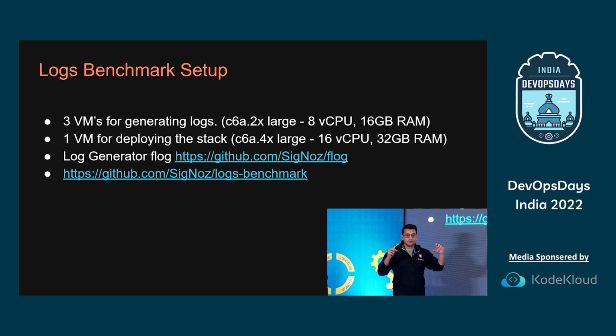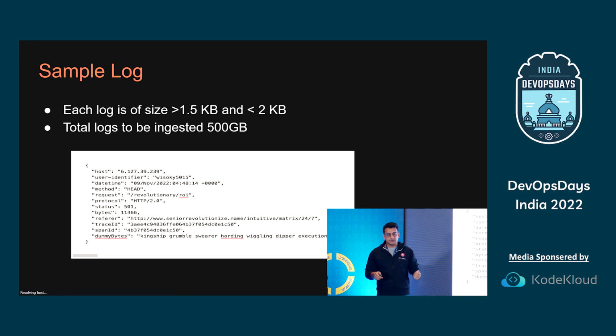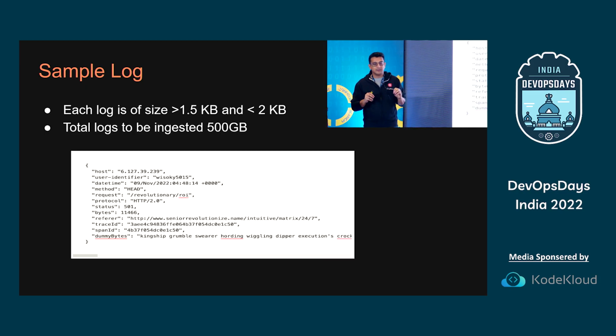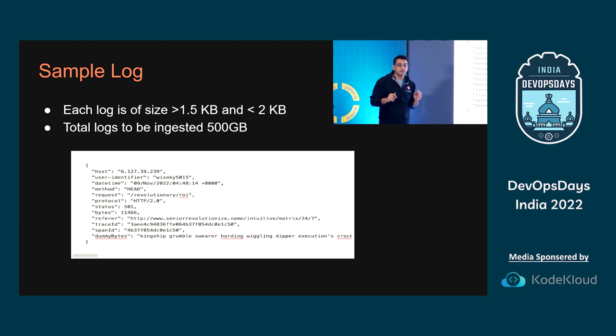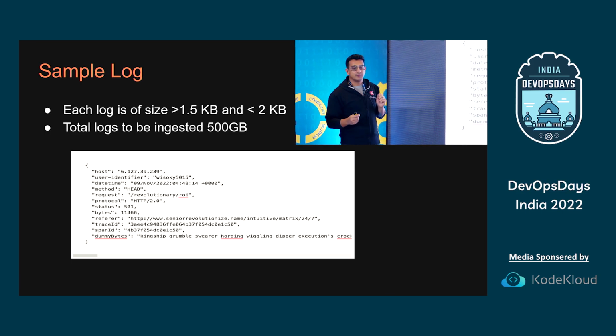So we have 3 VMs generating data, all with 8 CPUs and 60 GB RAM. There was 1 VM deploying the SigNoz stack, with 16 CPUs. There were multiple flog generators. Flogs are basically synthetic log lines. We added some dummy data to them, so we increased the number of bytes that we are ingesting, and that is in the benchmark link, right? So each log size is now more than 1.5 KB and less than 2 KB, and the total amount of ingested logs is around 500 GB.